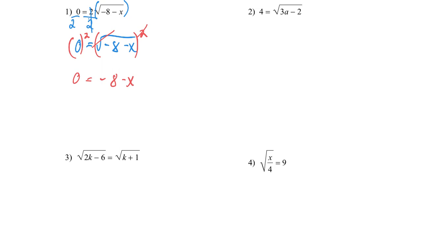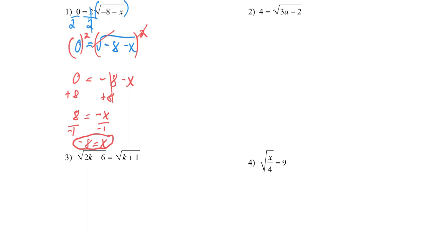and then you solve the equation that results. So if I add 8 to both sides, get the x by itself. So I have 0 plus 8 is 8 equals negative x, so divide by negative 1. So I have negative 8 is equal to x. And there's my solution.